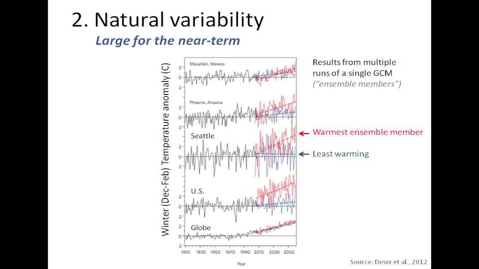Natural variability, this is the opposite. This is much more important if your decision is near-term than long-term. So what do I mean by natural variability? These are sort of random fluctuations in climate. This is showing historical and future for Seattle, the continental US, and the globe. And the point here is that as you look towards greater and greater specificity in location, so Seattle versus the US, and you look at what the really warmest model runs show versus the ones with the least warming, there's quite a spread, right? And that spread is largely natural variability.